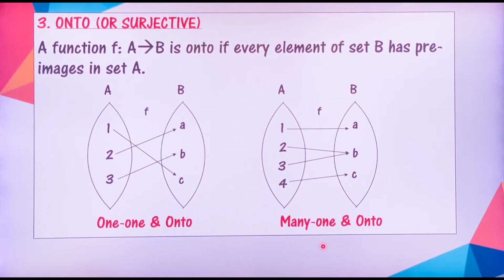In the first one, set B has 3 elements and each element is associated to a unique element in A. Hence it is one-one and onto. In the second mapping, you can see that each element in B is associated to elements in set A, and some element belonging to set B has 2 pre-images in set A, that is many-one. Hence mapping 2 is many-one and onto.